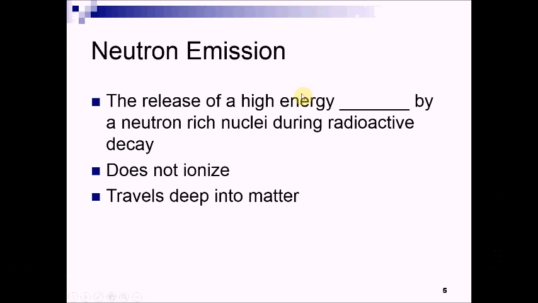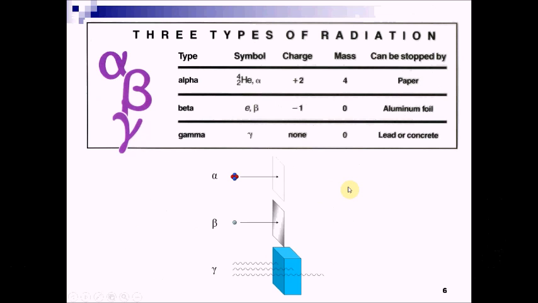All right, and then lastly, neutron emission is, of course, the release of a high-energy neutron, and those won't ionize since they are not charged, and they can travel deep into matter. Okay, so we're going to talk a little bit more specifically about alpha and beta radiation. Here's sort of a picture indicating how far these types of radiation can travel through different types of matter. Alpha particles could be stopped by paper, beta could be stopped by aluminum foil, and gamma could only really be stopped by lead or concrete.